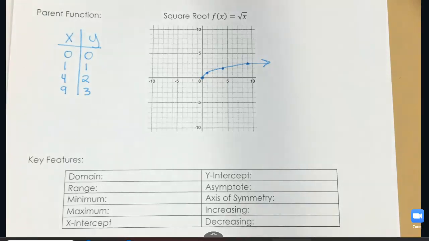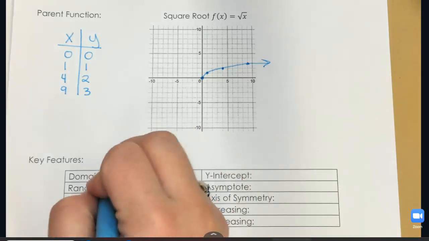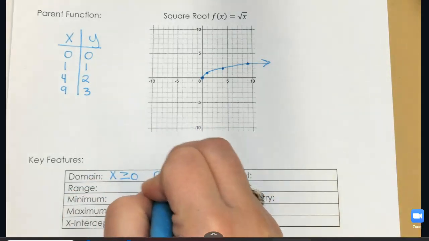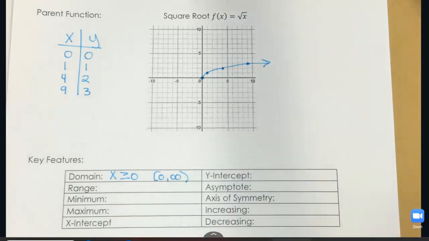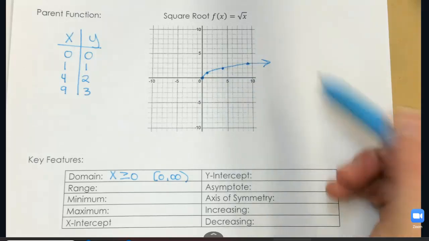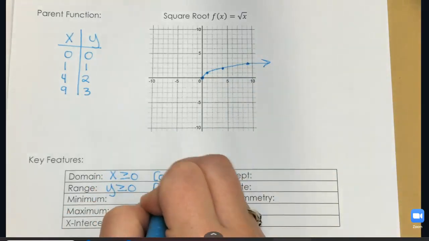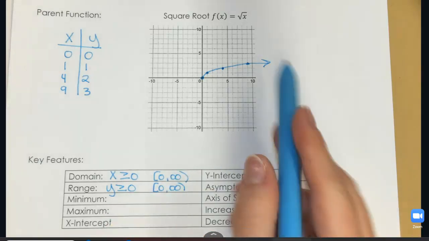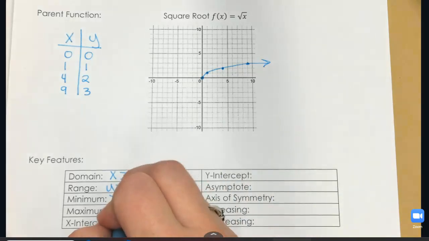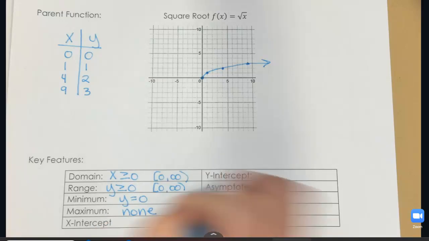and its domain, its x values, start at 0 and go positive, so x is going to be greater than or equal to 0. If you like interval notation, you can write it that way as well. Our range, our y values also start at 0 and go up positively forever, so y is also greater than or equal to 0. We do have a minimum because it stops here, so that minimum y value is 0. We don't have a maximum because it's going on forever.